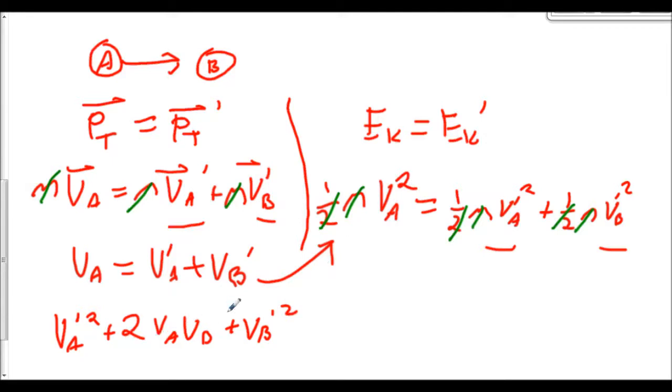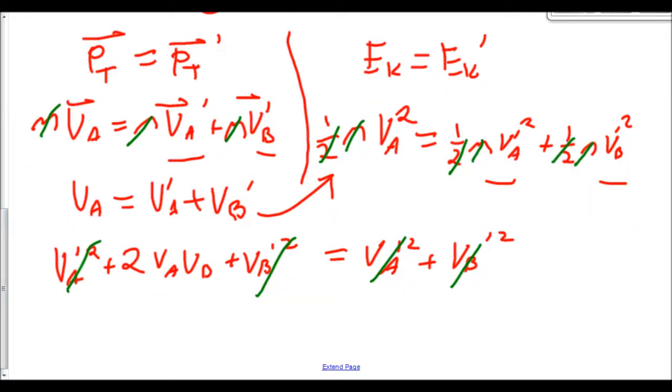So there is VA squared. That's the same thing as this here, and it's equal to VA prime squared plus VB prime squared. And again, I've got some terms that are in more than one spot. So I have a VA prime squared over here and over here, so they're gone. And I have a VB prime squared over here and over here. So what I'm left with now is 2 VA prime VB prime, oops, I forgot my primes on these, has to be equal to 0.